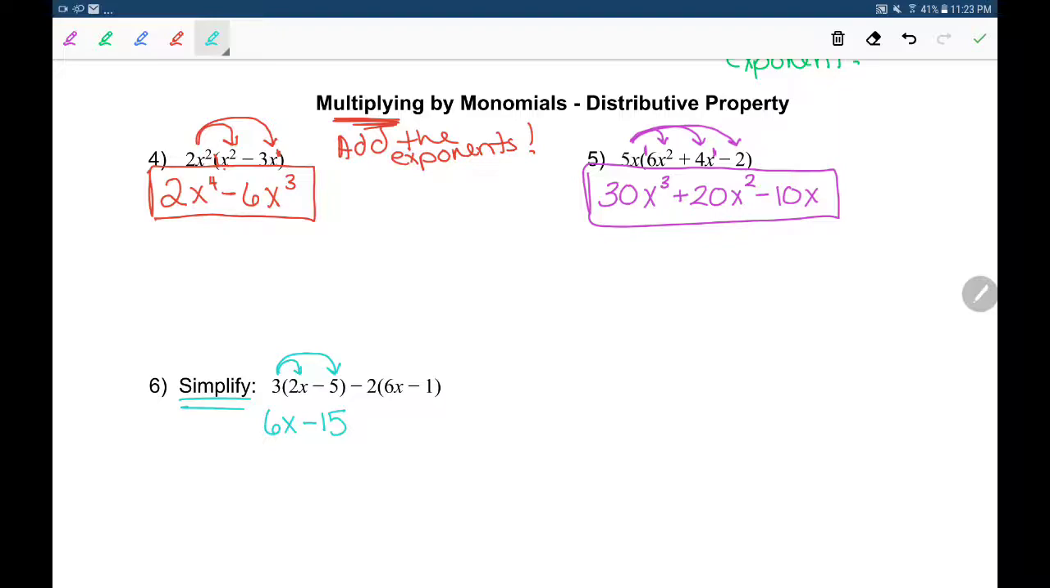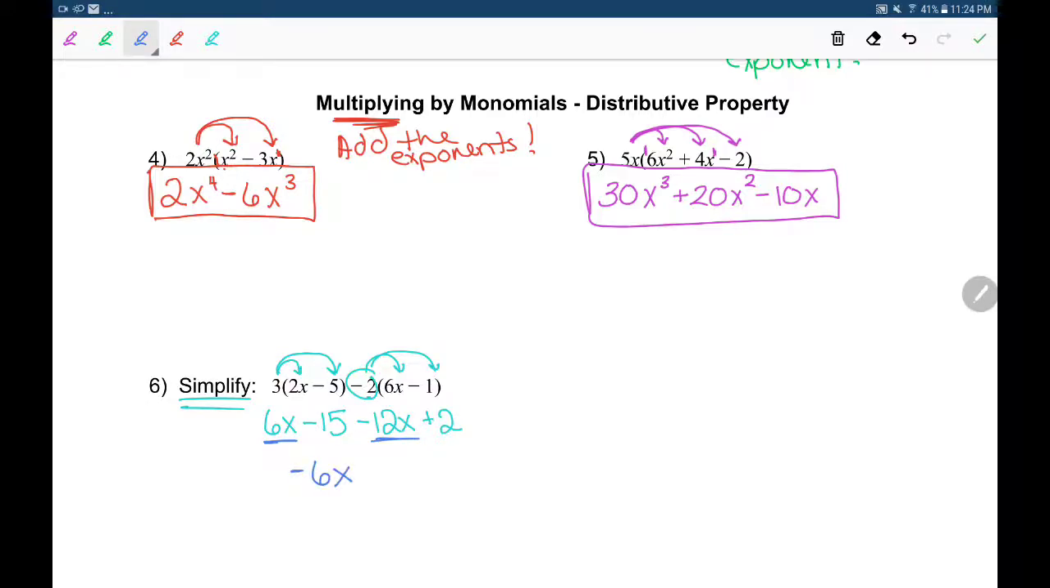When I look at my second set of parentheses now, what I've got to be careful is this negative 2 is what's going to get distributed. So a negative 2 times a 6x is negative 12x. Negative 2 times negative 1 is a positive 2. So we just have to take this a step further. Not only do we have to multiply these out, but we want to simplify or combine any like terms that we have. So going back to what we did with our adding and subtracting, we want to just combine like terms. So we have the 6x, negative 12x, so 6 minus 12 leaves me with negative 6.